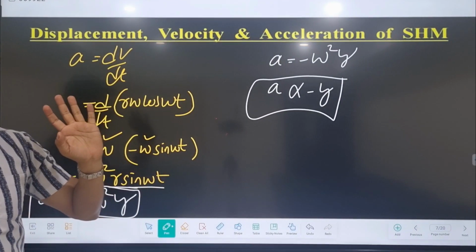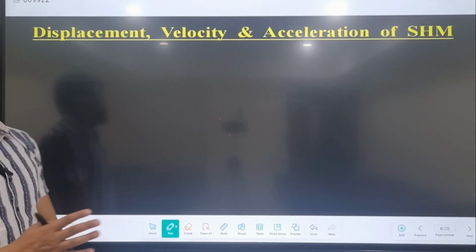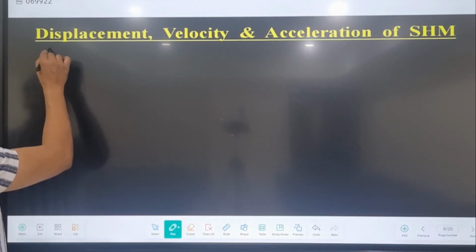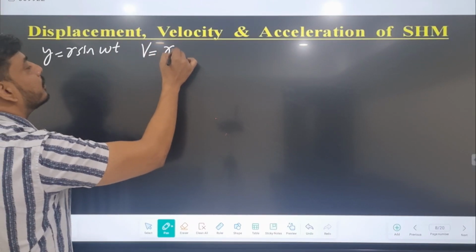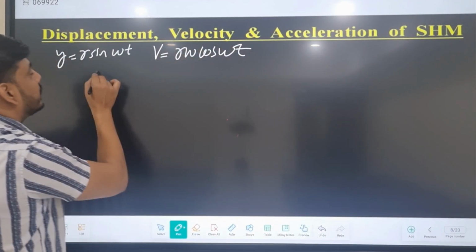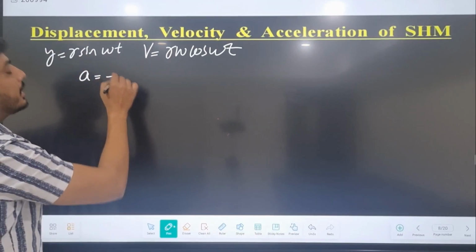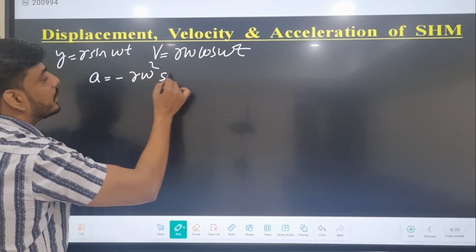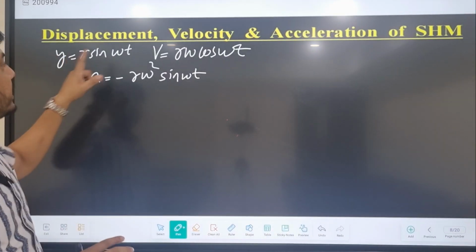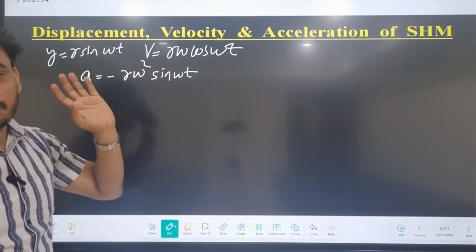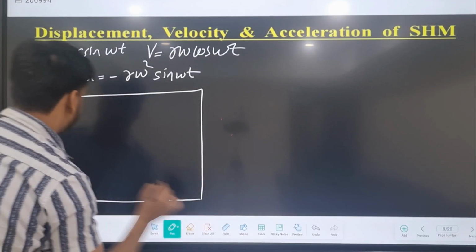Displacement, velocity and acceleration. Next we will express all these in graph form. So we have the expression y equals r sine omega t. Similarly, we have v equals r omega cos omega t. Acceleration equals minus omega square y, which directly gives the formula minus r omega square sine omega t. So for plotting the graph, we can calculate y, v and a with respect to theta or omega t. You can make a table so that it will be easier for you to understand.